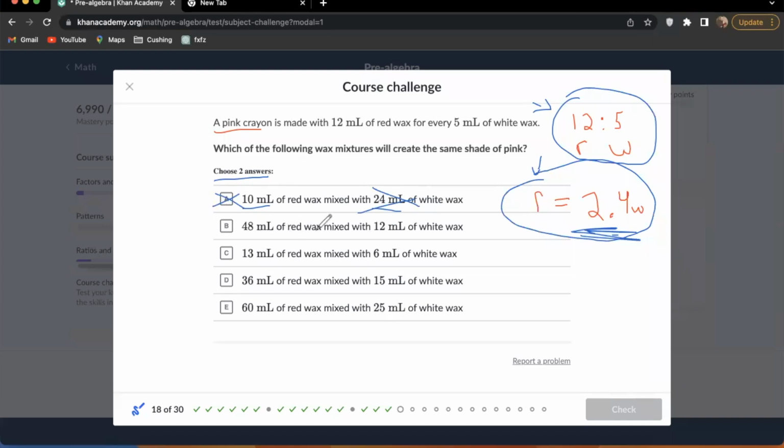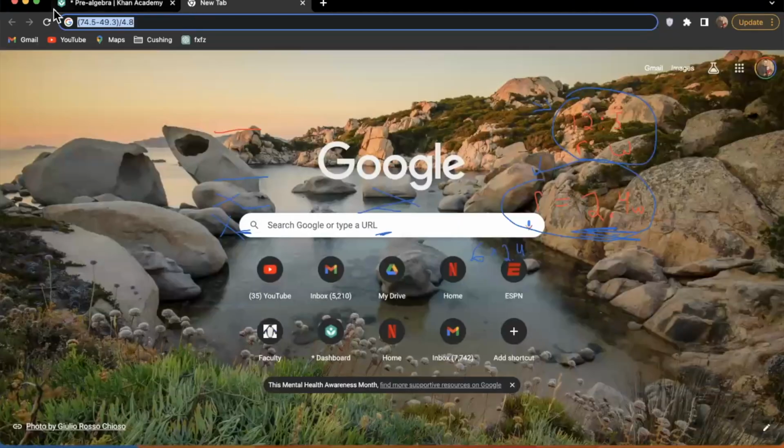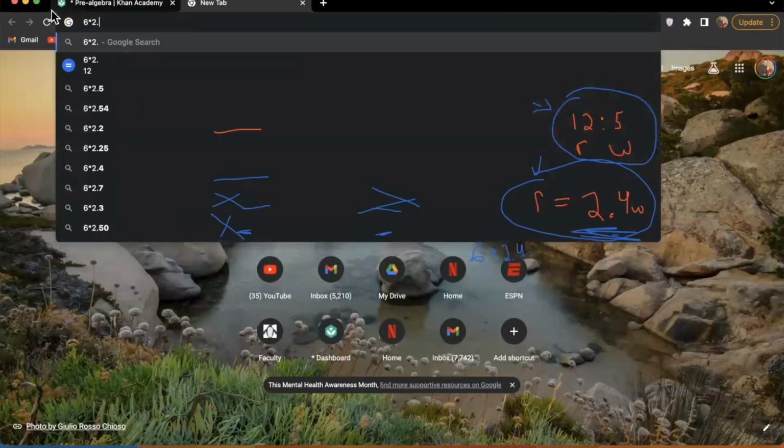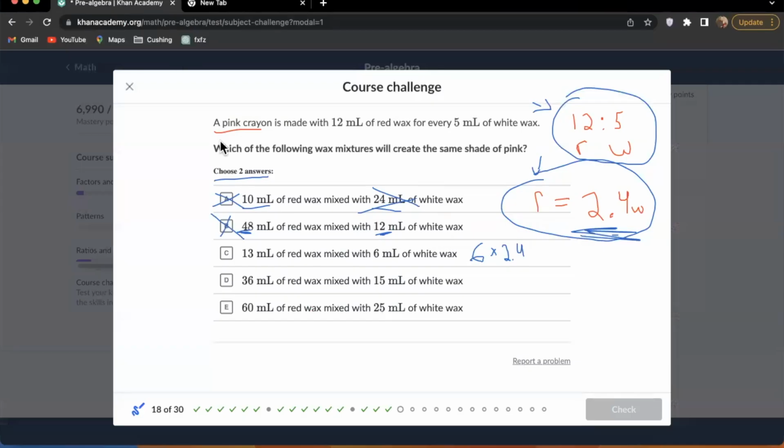This says 48 of red with 12 white. So the red is outnumbering the white by a factor of 4. It's 4 times the white. That's too much. We want 2.4 times. So it's not B. So it's going to be 2 of C, D, and E. So 13 red, 6 whites. If I take the white, which is 6, and multiply that by 2.4, 6 times 2.4 gives me 14.4. So I don't like C either.